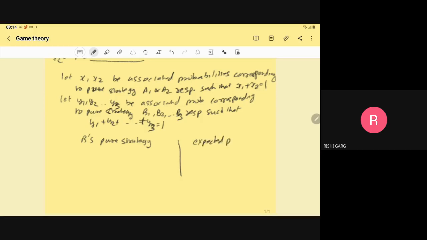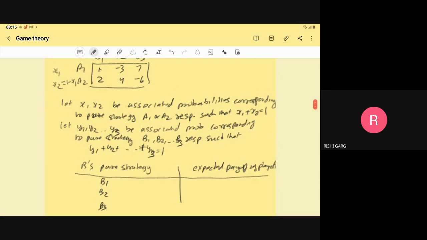Expected payoff of player A. When B is playing the alternative B1, B2 or B3, what will be the expected payoff for player A? As I have told you, it will become 1x1 plus 2x2.